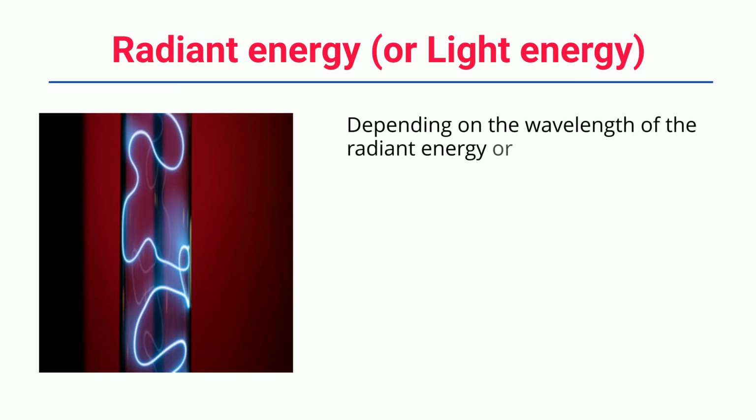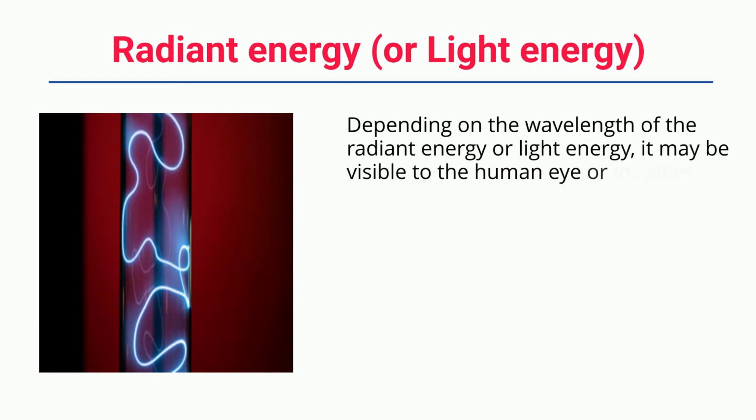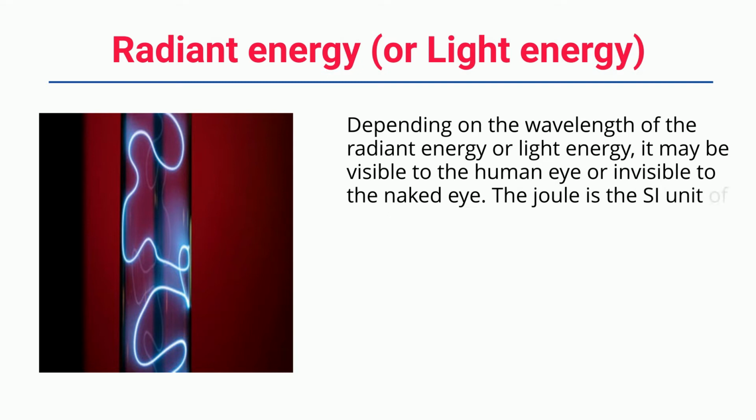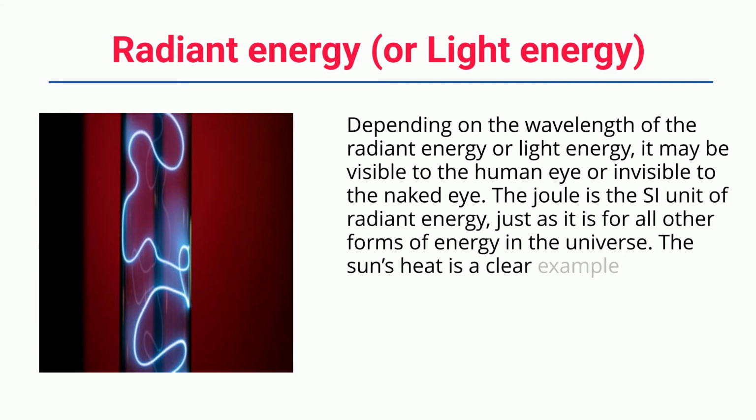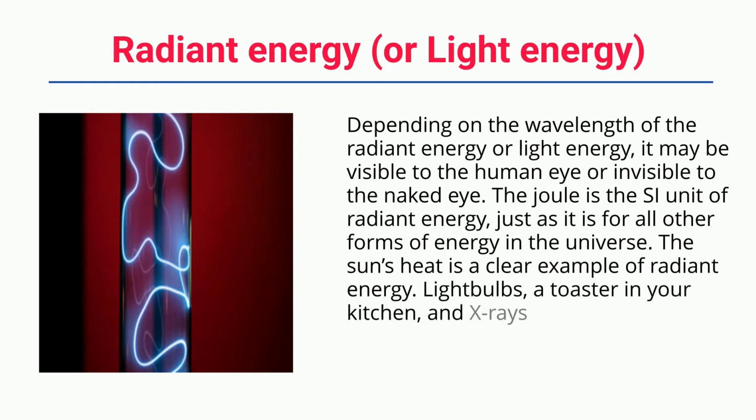Depending on the wavelength of the radiant energy or light energy, it may be visible to the human eye or invisible to the naked eye. The joule is the SI unit of radiant energy, just as it is for all other forms of energy in the universe. The sun's heat is a clear example of radiant energy. Light bulbs, a toaster in your kitchen, and X-rays are more examples.